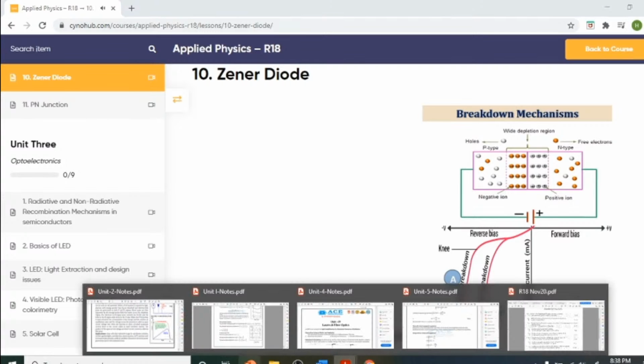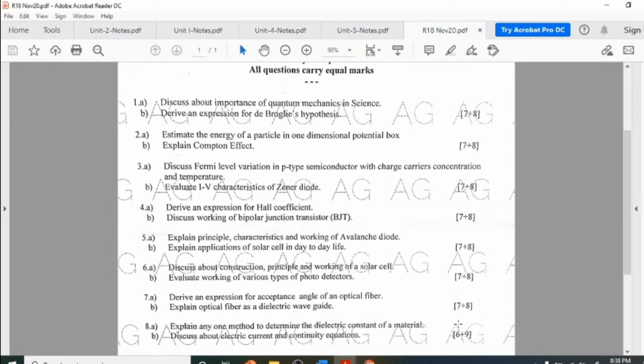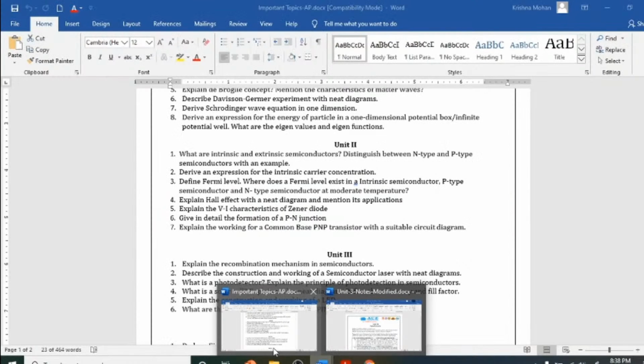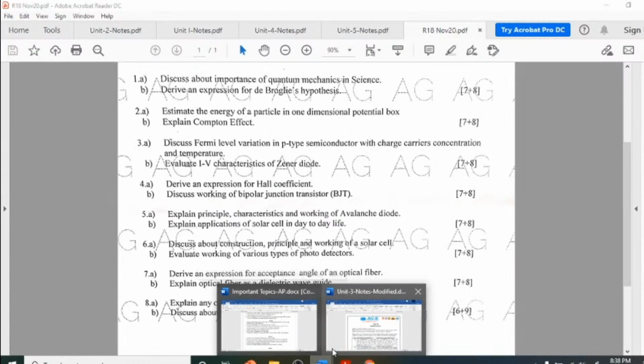Moving further into the second unit itself, what are the questions that were covered in the second unit in the previous exam? We know there is the expression for Hall coefficient, and the next question is on the bipolar junction transistor. Right. So here, the expression for Hall coefficient, and Zener breakdown mainly. I would go to the second unit here.